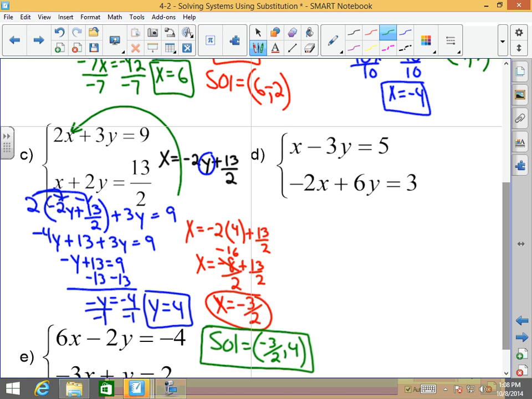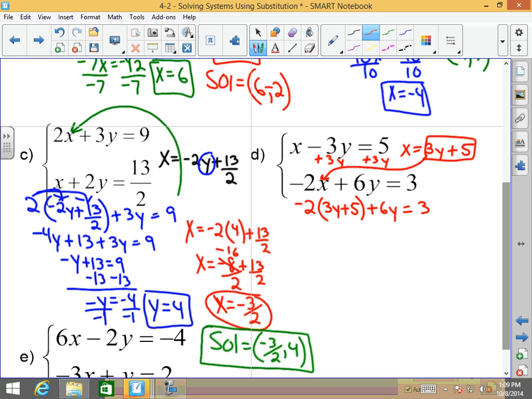Okay? Next, which variable do you think would be easiest to solve for? For the top x, very good, by simply adding 3y to both sides. Very good, gentlemen. X equals 3y plus 5. Now I'm going to take this x value and plug it into that other equation. So I've got negative 2 times x, which is 3y plus 5, plus 6y equals 3. Distribute. Negative 6y minus 10 plus 6y equals 3.